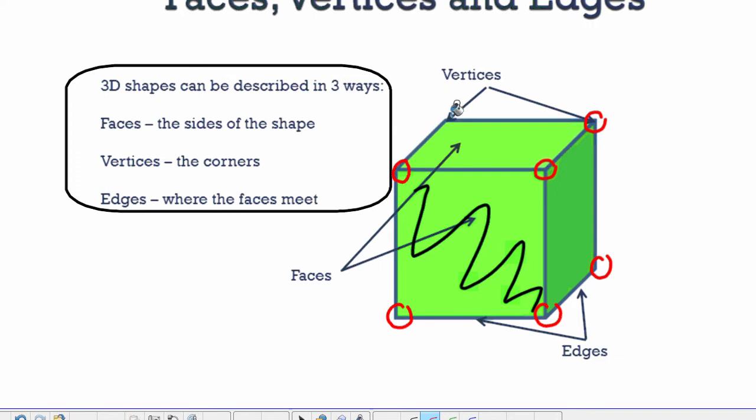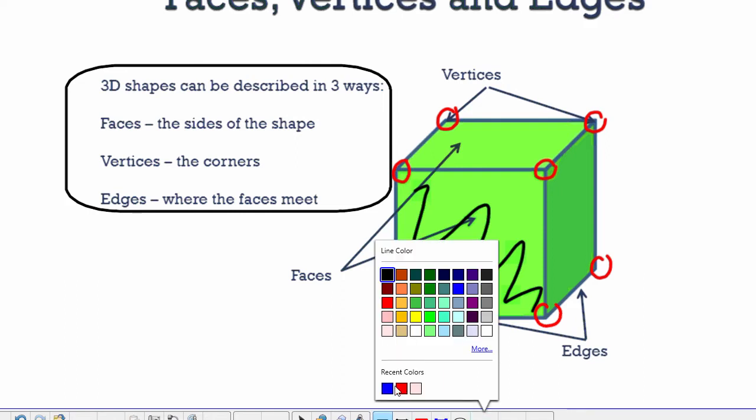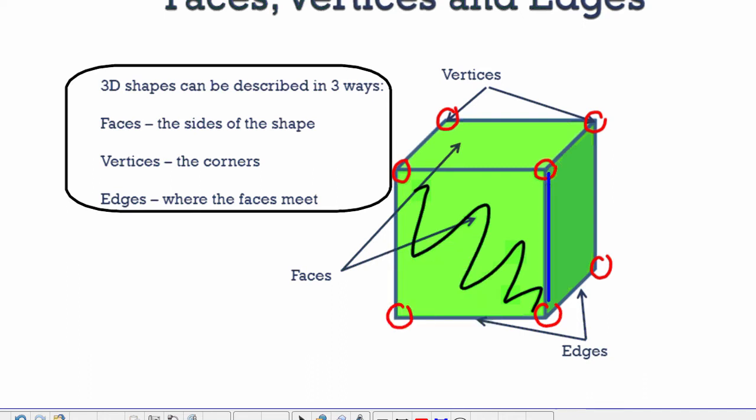Okay, so these are our vertices. And the edges are just the lines. So whenever you see a line, these are your edges. What we have to be careful about is that some things on a 3D shape, some vertices, some edges, are not visible from the front. So we have to imagine we've got the 3D object in front of us, and if we were to turn it round, we'd be able to count some more parts. We'll look more at that in a second. So faces are the flat parts, vertices are the corners, and the edges are the lines.